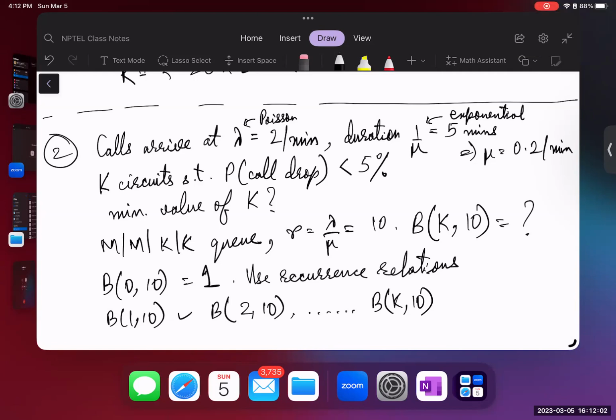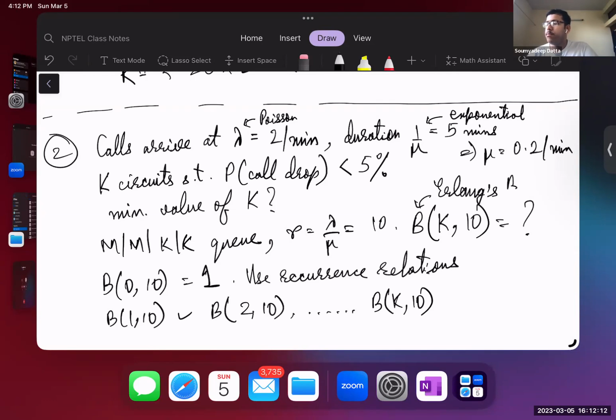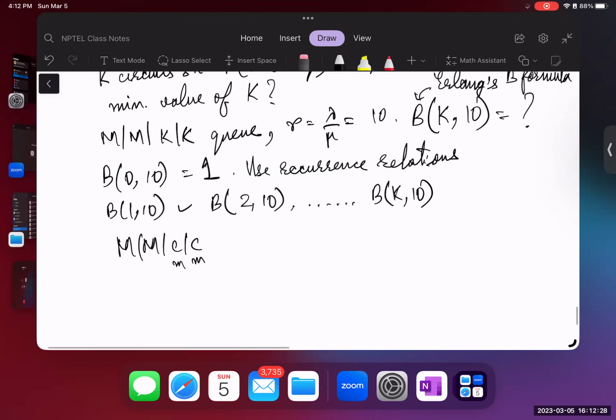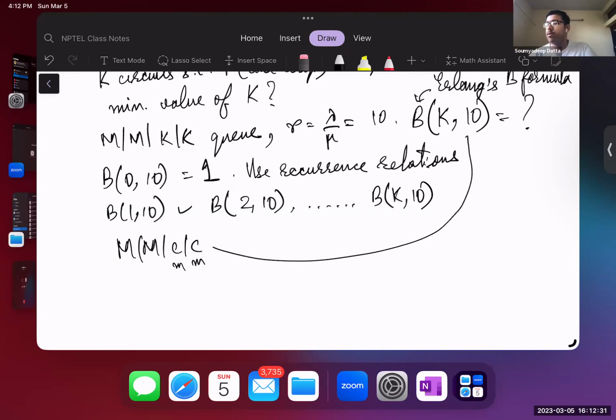And what is this B? B is the notation used in the lecture. This is Erlang's B formula. So this is nothing but, in an M/M/C/C queue, like you probably have studied this kind of queue, whatever be the notation, this is nothing but the blocking probability. This is nothing but P_K, the probability that you will find the system with all channels used. Yes, exactly. Please go ahead.